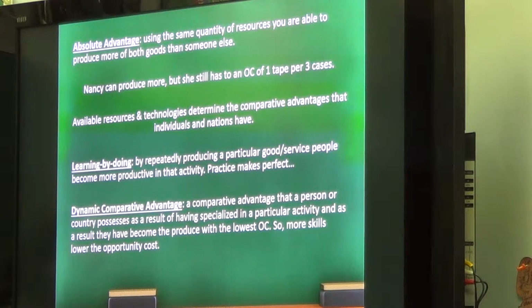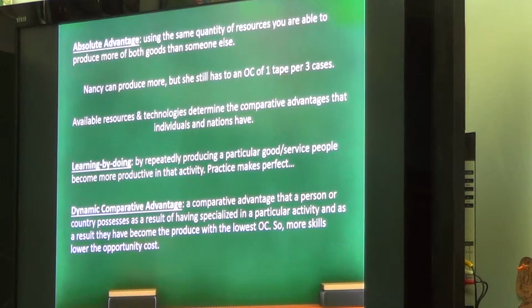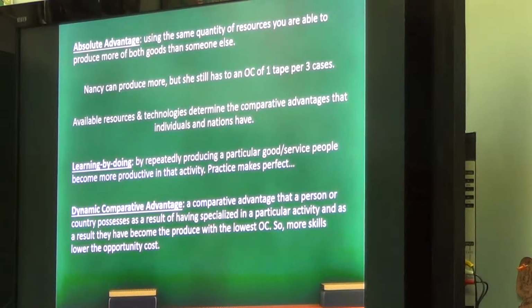A dynamic comparative advantage is based on the learning by doing. So it's a comparative advantage that a person or country possesses as a result of having specialized in a particular activity, and as a result they become the type of producer with the lowest opportunity cost. So the more skills, the lower the opportunity cost.